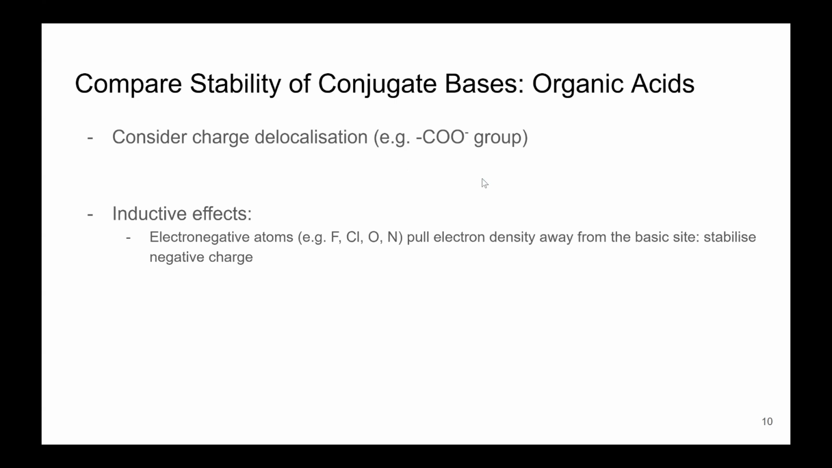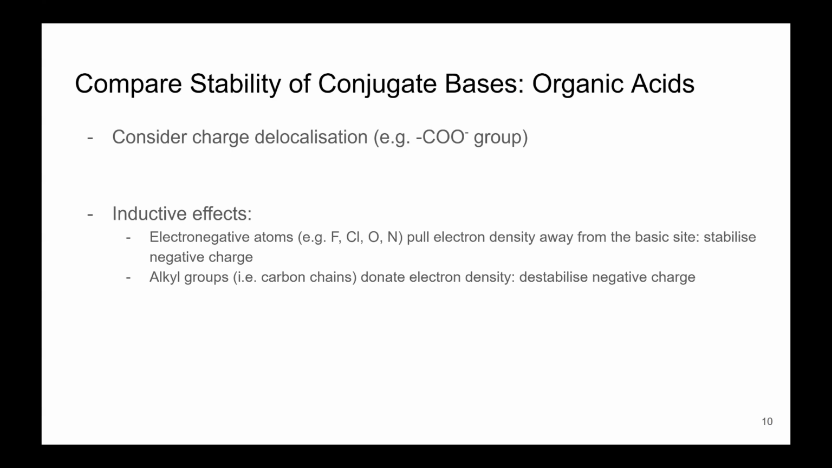Well, electronegative atoms such as fluorine, chlorine, oxygen, and nitrogen pull electron density away from the basic site, which is the COO minus group in carboxylates, and that will help stabilize the negative charge. On the other hand, alkyl groups such as carbon chains donate electron density, and that would destabilize the negative charge because you intensify the negative charge on the basic sites.